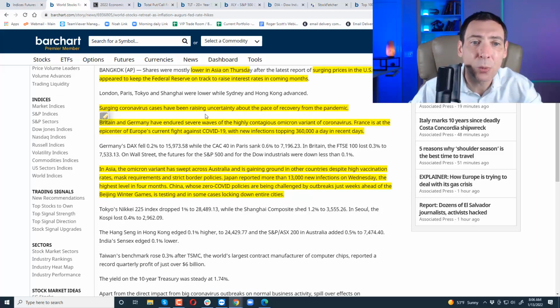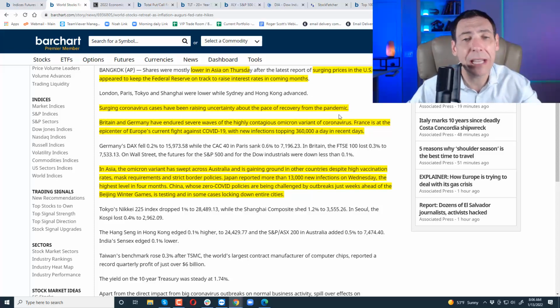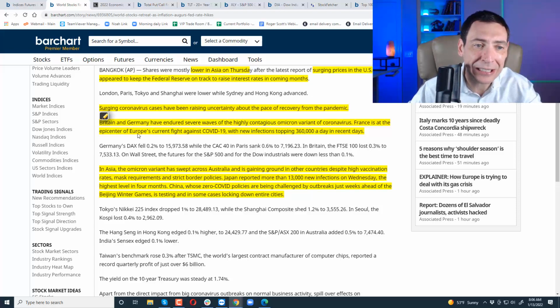Surging COVID cases have been raising uncertainty about the pace of recovery from the pandemic, and I'm also thinking the Fed can use that if they want to back things up or push back their all of a sudden aggressive nature. For two years, it's nothing. Now they're going to be extra aggressive.